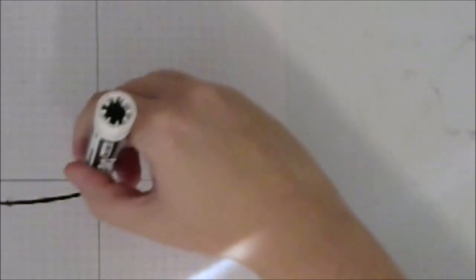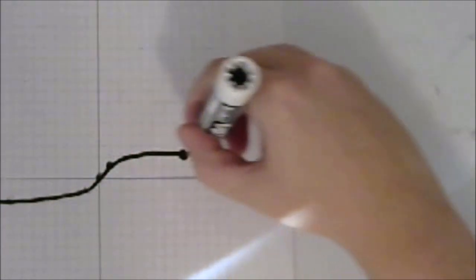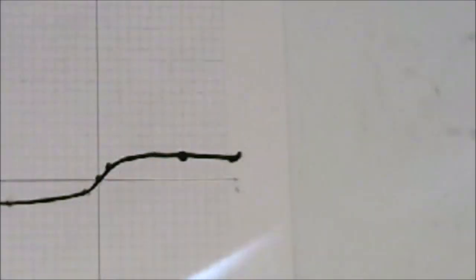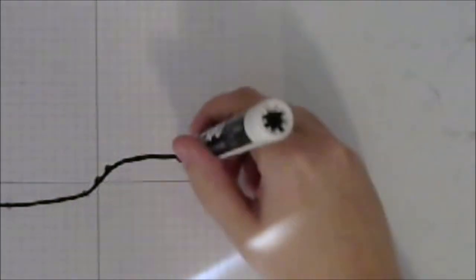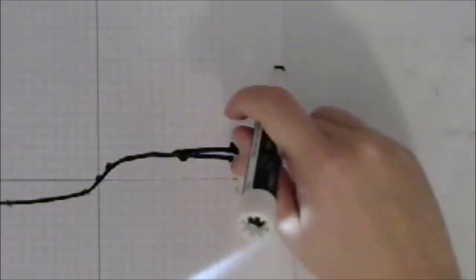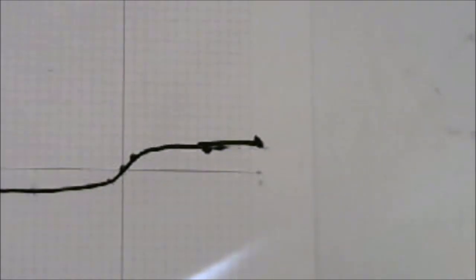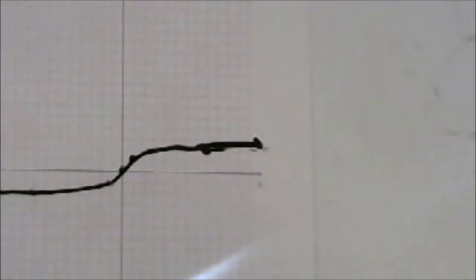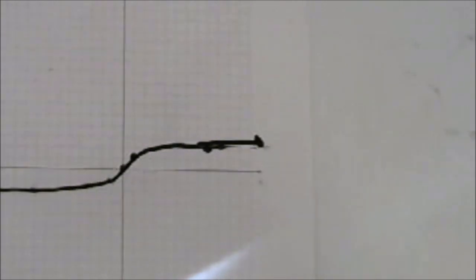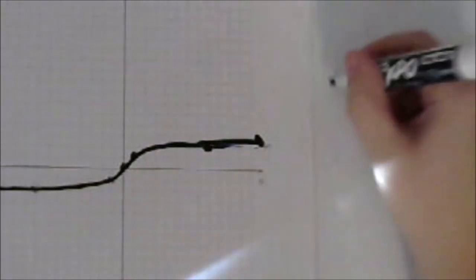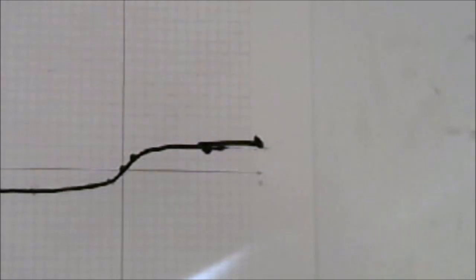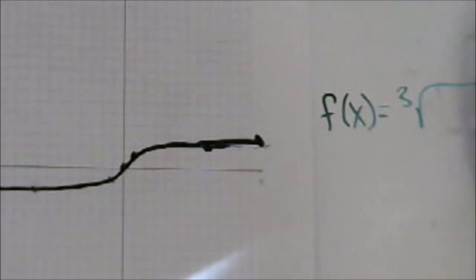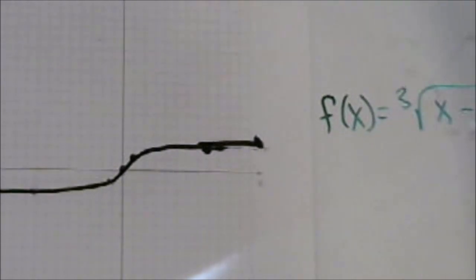Make sure you apply some curvature at the origin, because that is one of the key features of a cube root or a cubic. And so here is our original graph. We're going to practice horizontal shifting on this graph. The first example we would like to do is f of x equals the cube root of x minus 3.